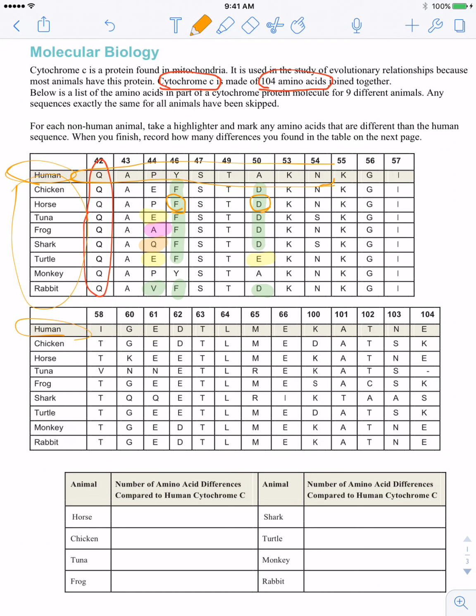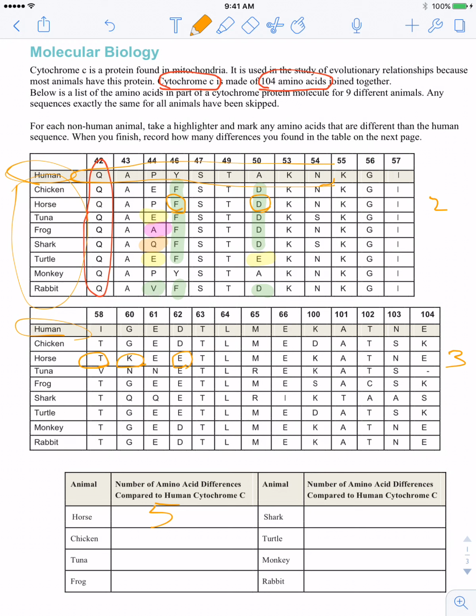And then, oh, we have a difference in 58. So if we look at 58, we have a T there instead of the I. Same thing in 60, we have a K instead of a G in the human. And then we have an E instead of a D. Everything else is the same. So 104 is okay, 103 is all right, as well as all of the other amino acids before that. So now we just have to count the different spots. So we had 2 up here, and then we had 3 down here. So the horse has 5 differences from the human in this specific protein.